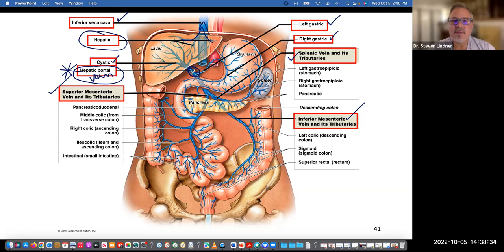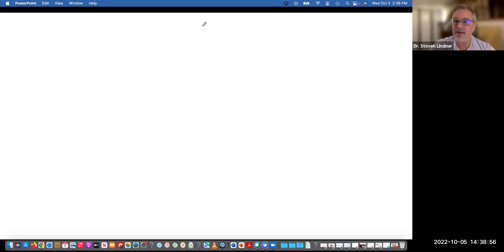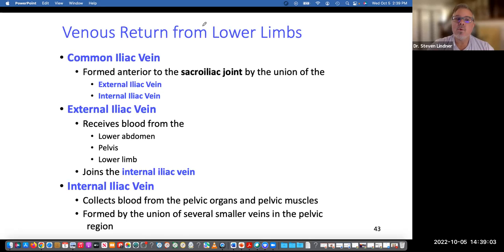Okay, so here's the hepatic portal. We can see a bunch of tributaries, a bunch of veins: left gastric, right gastric, splenic, inferior mesenteric, superior mesenteric, leading into the hepatic portal. Hepatic portal goes into the liver, does its cleansing. After it's cleaned, the cleansed blood goes into the hepatic vein, into the inferior vena cava, and from the inferior vena cava, it's going to lead into the right atrium. When we come back, we'll talk about the lower limb.